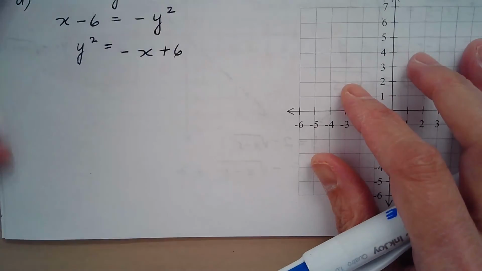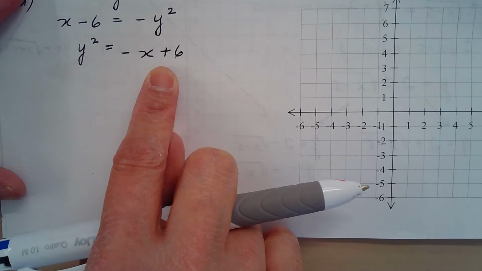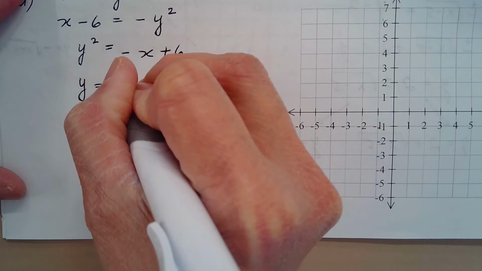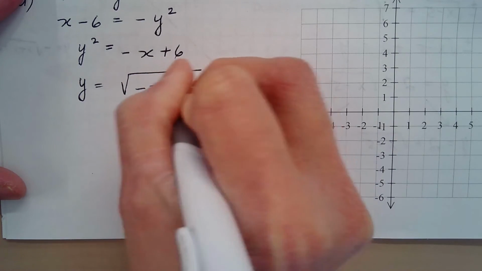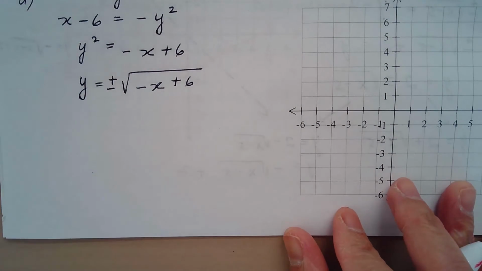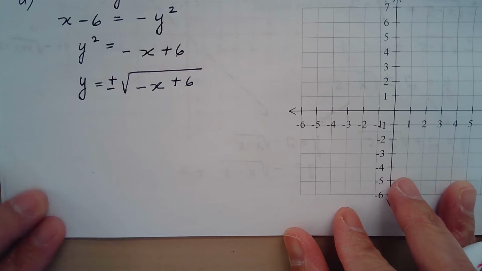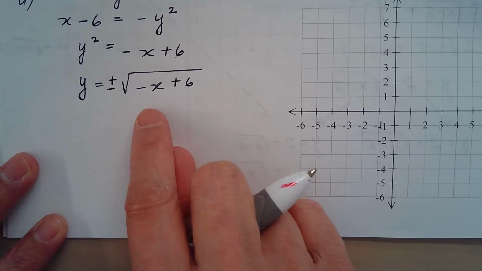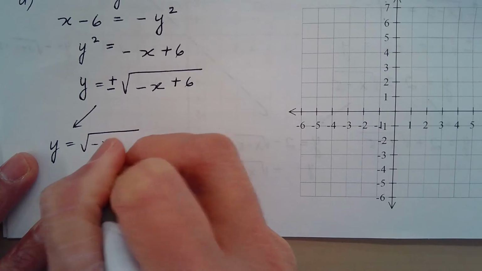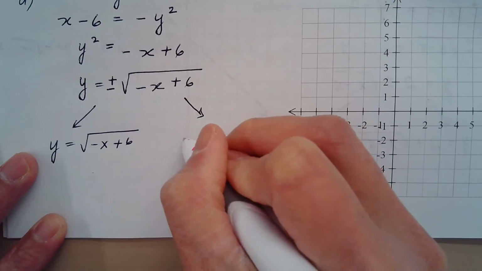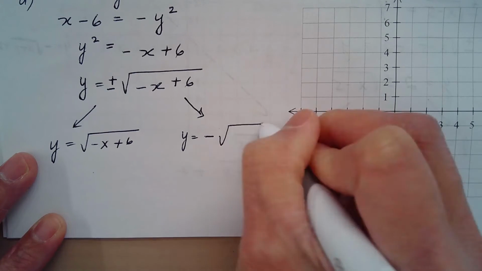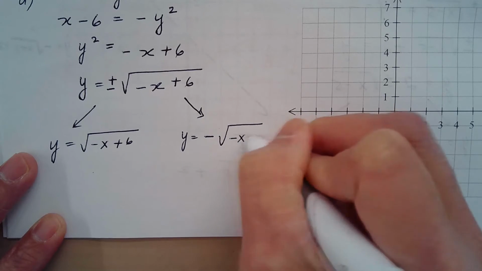And now, looking at this one, to get rid of the squaring, we take the square root. So y equals the square root of negative x plus 6, but then again, plus or minus, right? So we have two possible functions. We have either y equals the root of negative x plus 6, and the other one would be y equals the reflection in the x-axis, so negative the root of negative x plus 6.